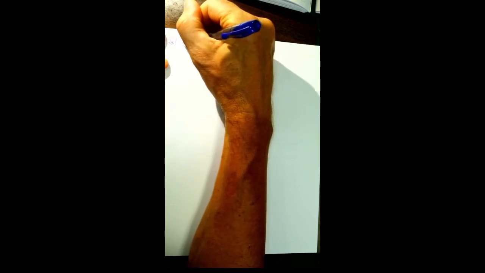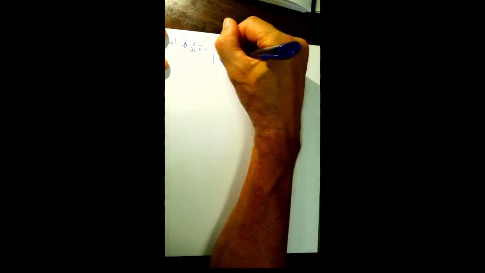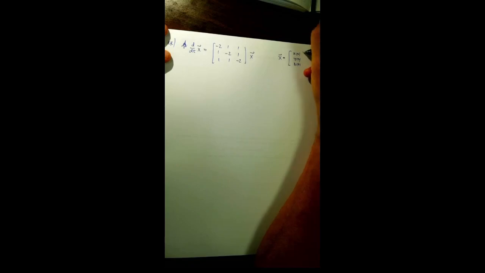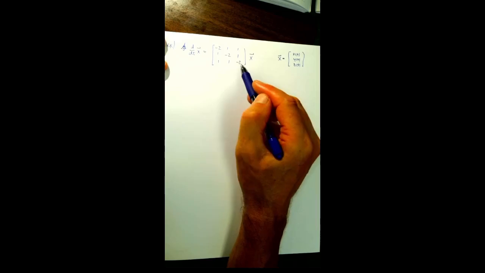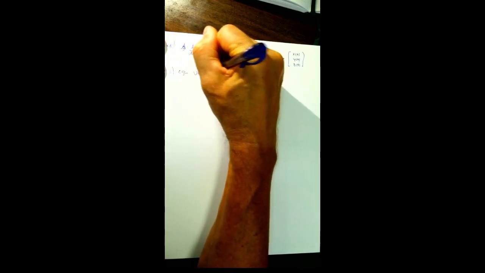All right, let's do another example. So let's suppose we have derivative of x is equal to the matrix minus 2, 1, 1, 1, minus 2, 1, 1, 1, minus 2, times x. So this says our x of t has 3 entries. So it's x of t, y of t, and z of t. And I'm going to need to find eigenvectors and eigenvalues here. I'm going to need 3 eigenvectors. So I'm going to hope they exist. So the first thing I'm going to do is get my eigenvalues.